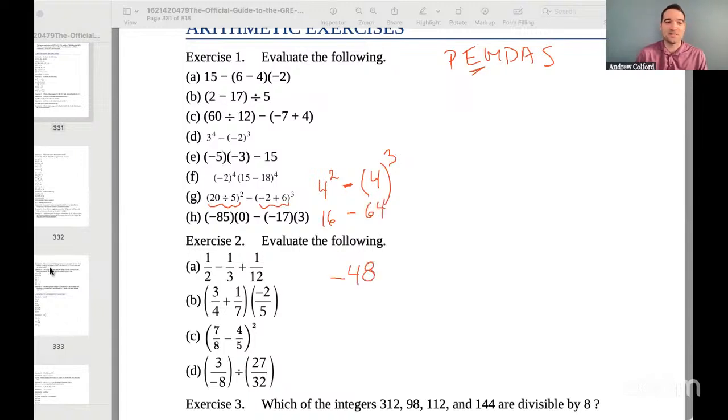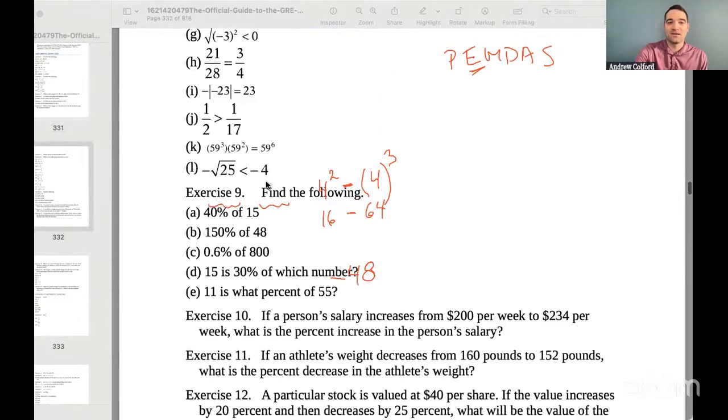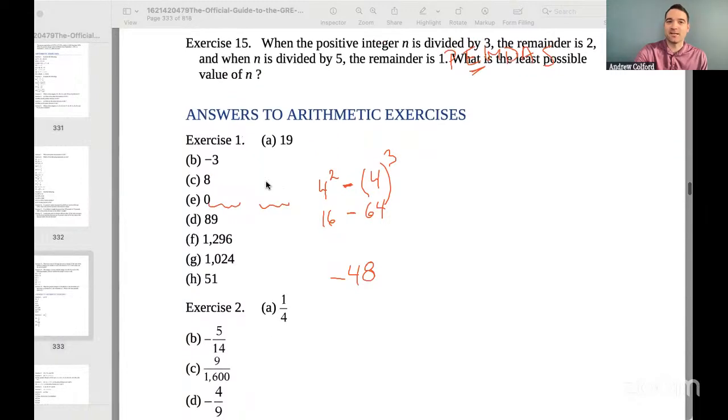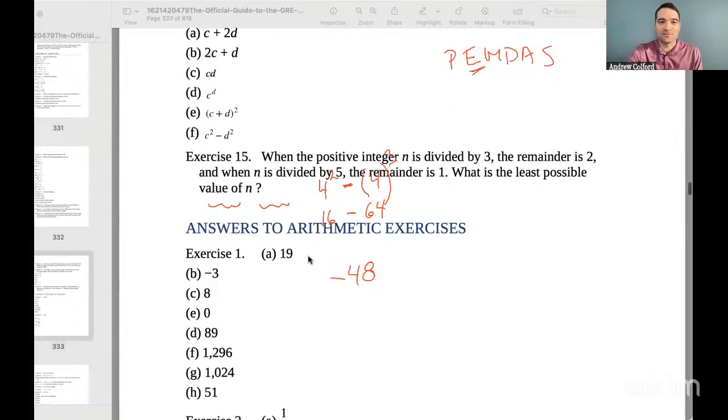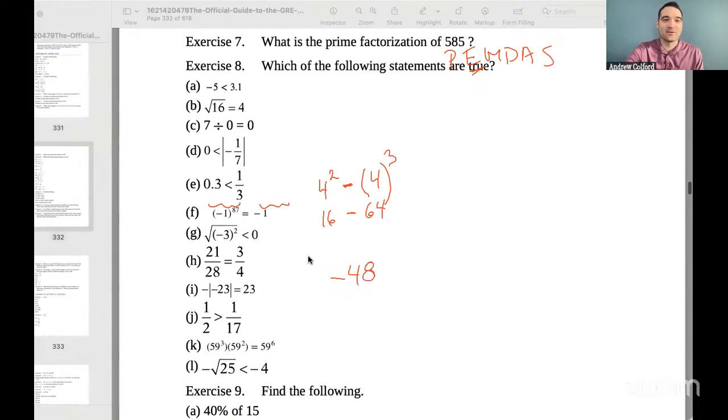Did the book say something different on this one? What did the book say the answer was? Because if it said something different, that's almost certainly a typo. This is exercise 1, number G. Yeah, that is a typo. So you can mark that one as a typo in the book, Laura. Sorry for that confusion there. But if you did what I did, then yeah, then you're set.